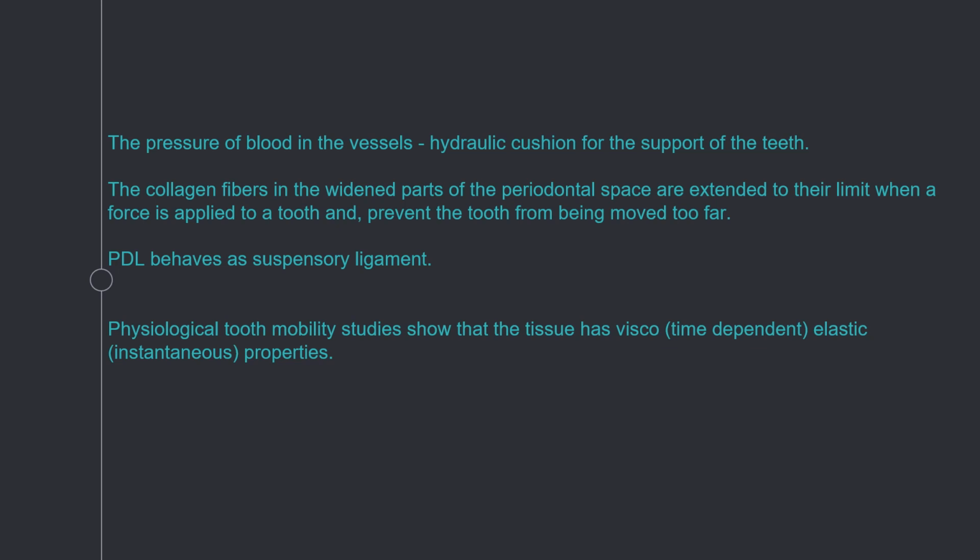So it actually acts as a suspensory ligament. It's holding the tooth together in position, in place. And there are lots of studies which have been done on tooth mobility, and they show these fibers have viscoelastic properties.